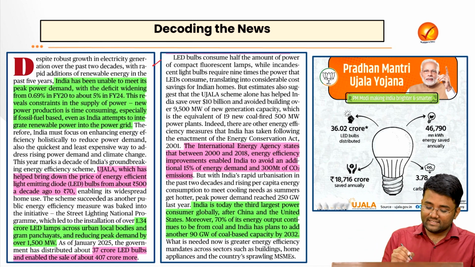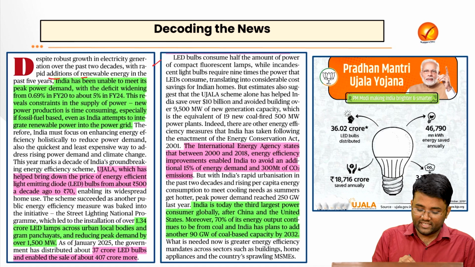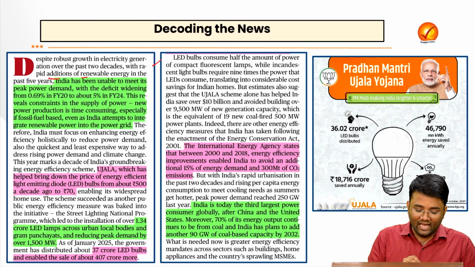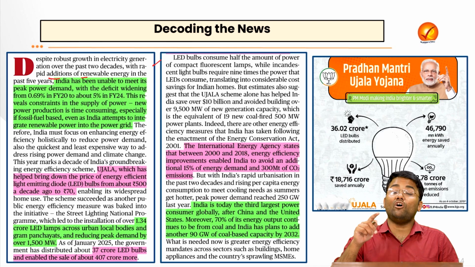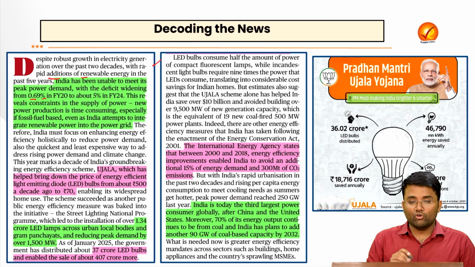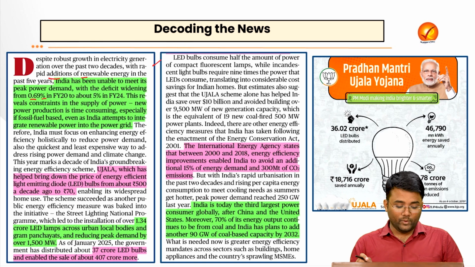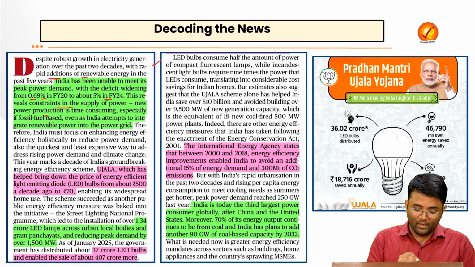So the writer says that despite robust growth in electricity generation over the past 2 decades, with rapid addition in renewable energy, India has been unable to meet its peak power demand, which we generally witness in this month of the summer season, with a deficit widening from 0.69% in financial year 20 to about 5% in financial year 25. And this reveals a constraint in the supply of power.